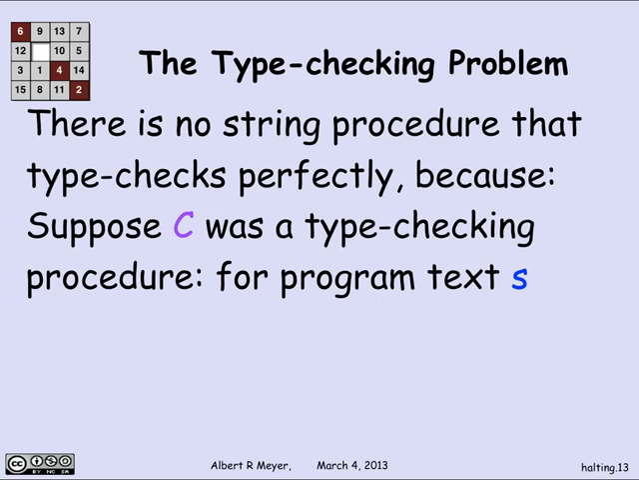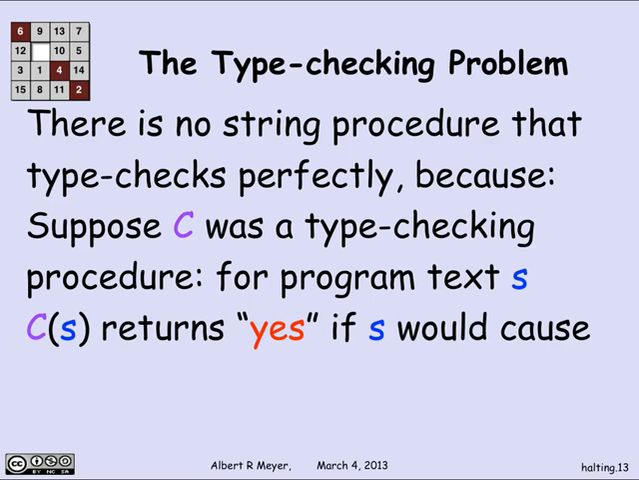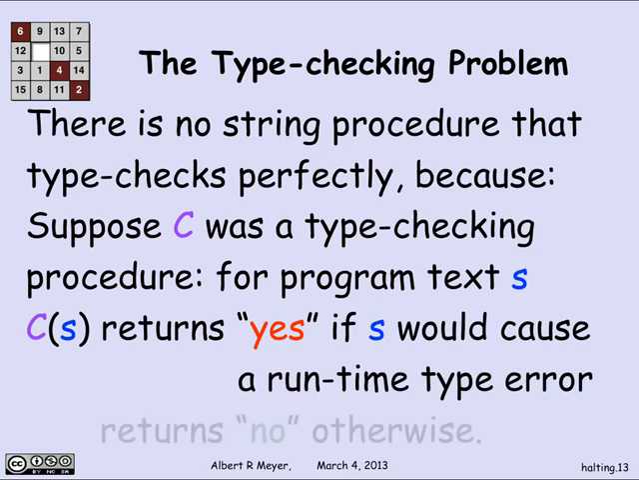If not, it says this program is safe. Other things may go wrong, but it's not going to commit a runtime type error. So let's suppose that I had such a type checking procedure C. What that means is that for program text S, C of S returns yes if running S would cause a runtime type error, and C of S returns no, the output string no, otherwise, if S would not cause a runtime type error. In other words, S is safe.